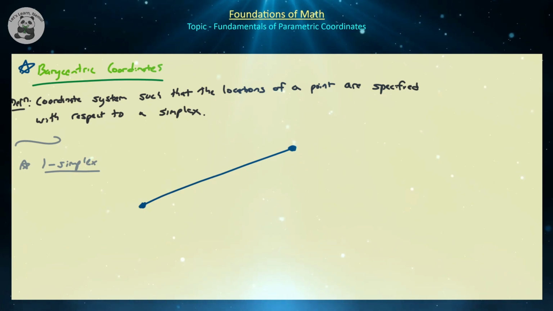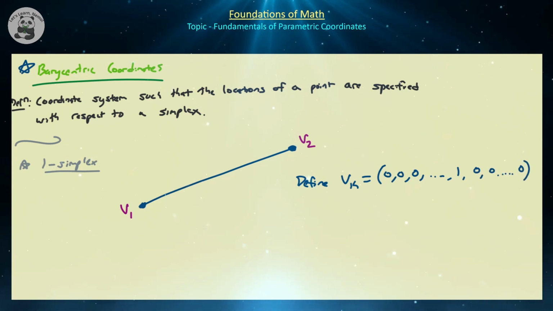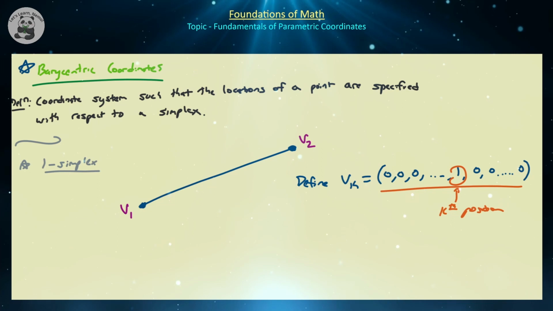So since we have a 1 simplex, that makes it a line segment, and that means it has 1 plus 1 vertices, right? So that means this is vertex 1, and let's say this is vertex 2. So what we're going to do in terms of the definition of barycentric coordinates is we're going to define vertex v_k to be equal to 0, 0, 0 down to 1, and then 0, 0 down to 0 everywhere else, where this 1 represents the kth position of this k-dimensional vector.